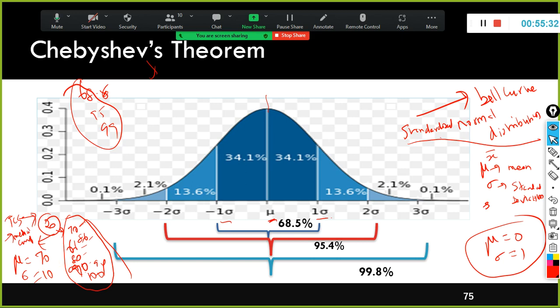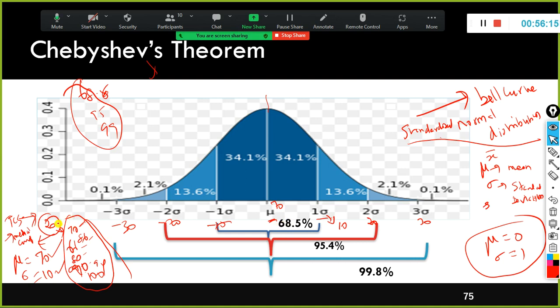Don't think anything beyond this. Let's say these two values are given readily: mu is 70 and the standard deviation is 10. In the place of sigma, you put 10. So 1 into 10 is 10, 2 into 10 is 20, 3 into 10 is 30. On the left side, minus 10, minus 20, minus 30. Now let us see how this helps us generalize. With the given mu and standard deviation itself, you can tell a story.